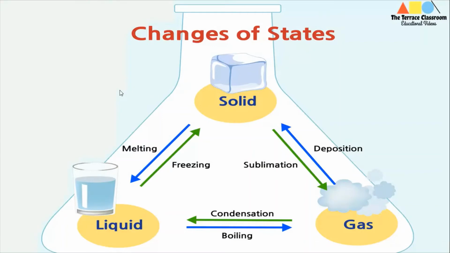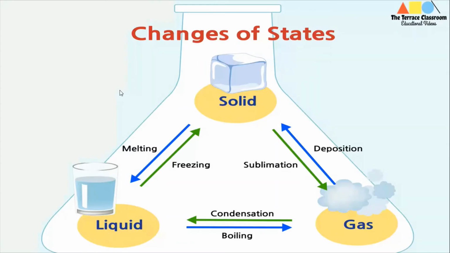So the diagram given here shows how matter changes from one state to another when it is heated or cooled. For example, solid changes to liquid on heating. This process is called melting. Liquid changes to gas on heating, which is known as vaporization or boiling. Some gases turn directly into solids without coming into the liquid state. This process is called deposition.